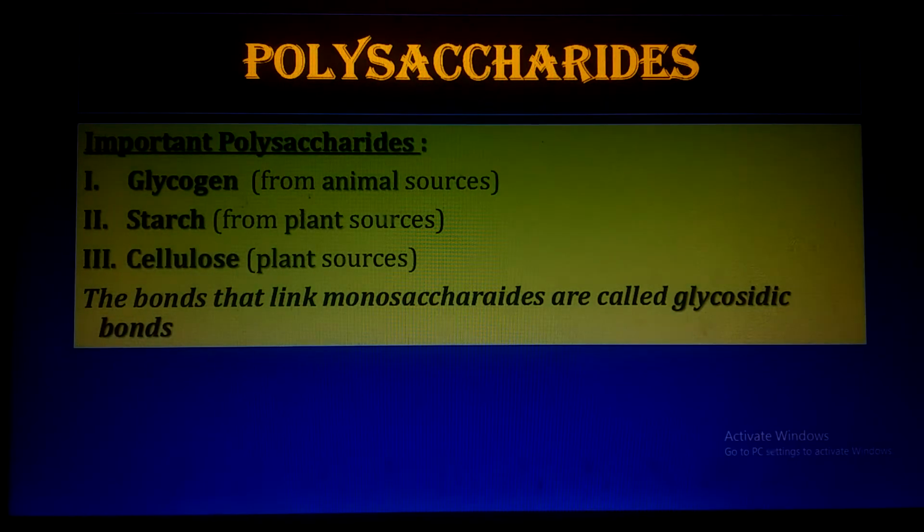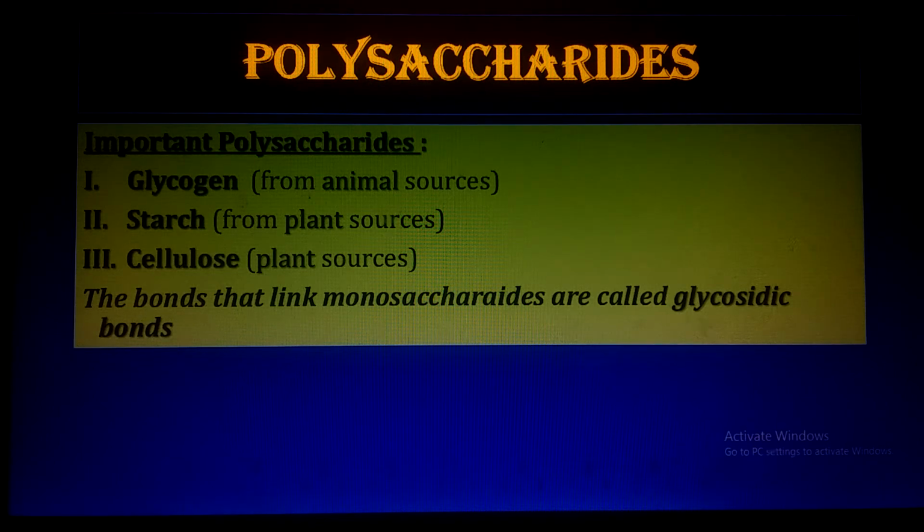Okay. Now, polysaccharide. Poly means many. Saccharide, saccharon, sugar. Many monosaccharide units react with each other and produce the polysaccharide. The important polysaccharides in nature are, number 1, glycogen, starch, cellulose. Glycogen, we are familiar, this is the animal starch. Starch, plant starch, which is present in the plant.